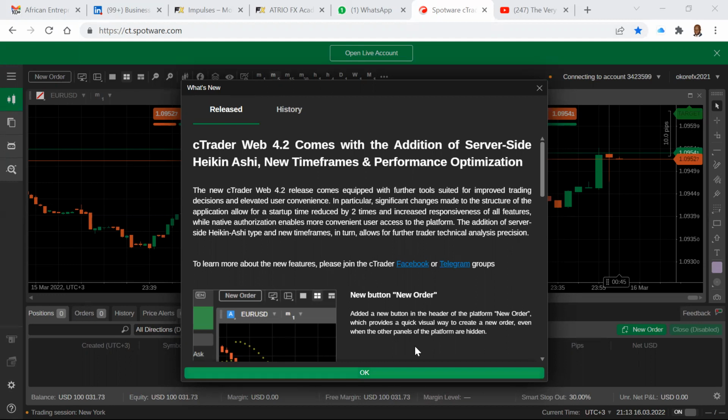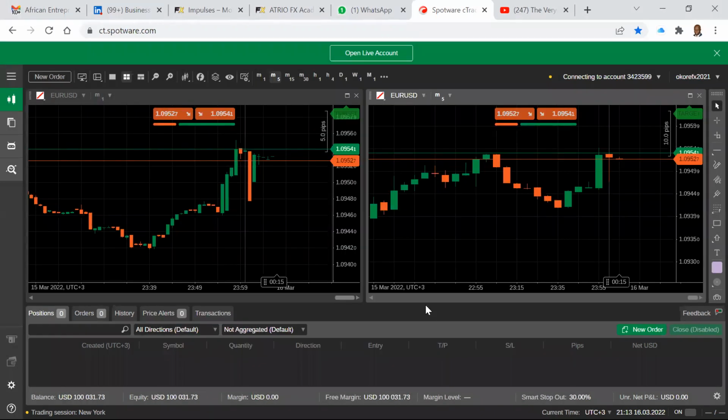So the first thing you do is you remove this thing here. There is more like a what's new kind of thing. So you remove it, but how do you remove it? You remove it by just clicking on this OK. I mean, unless you want to go ahead and read all those things, but usually just click OK, and that's done. So that's the first thing you do.